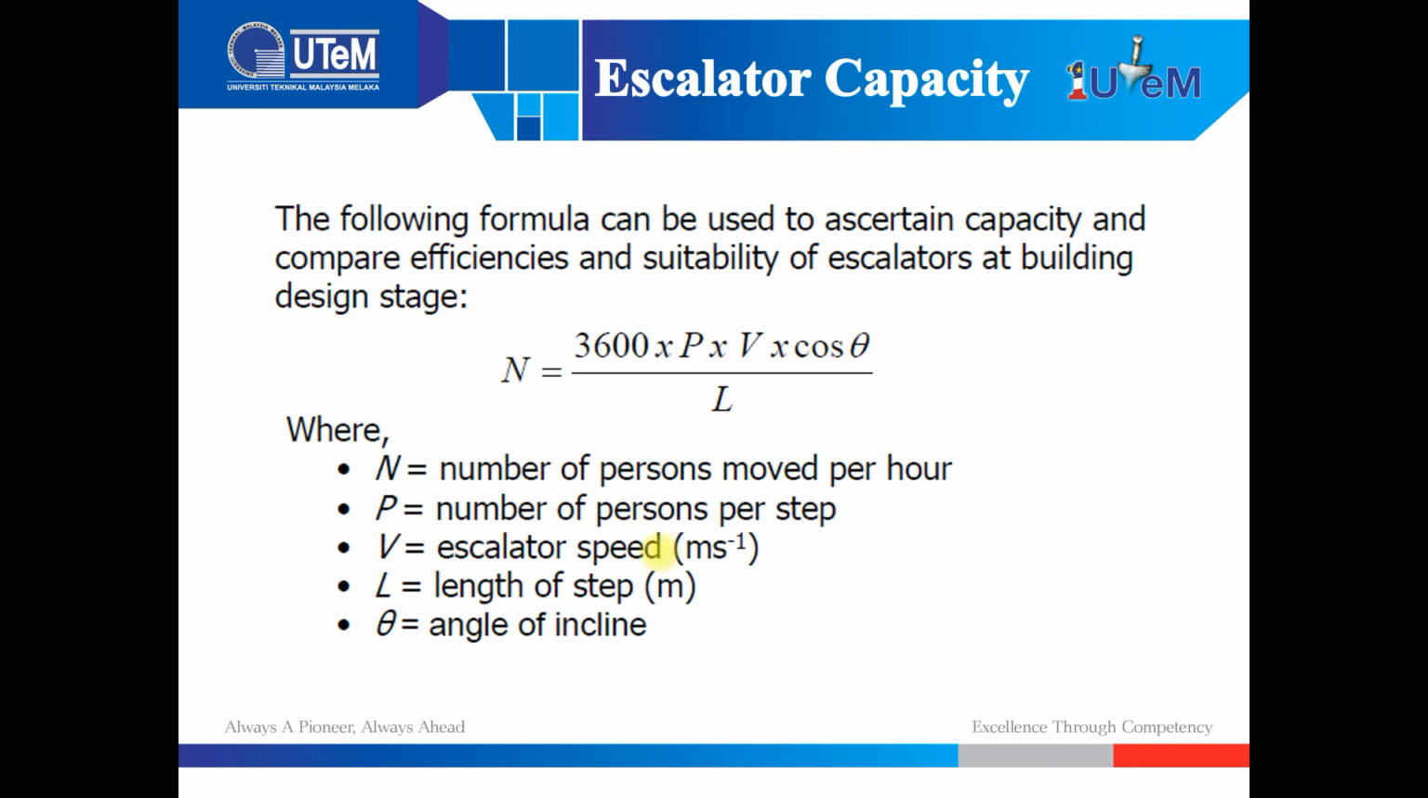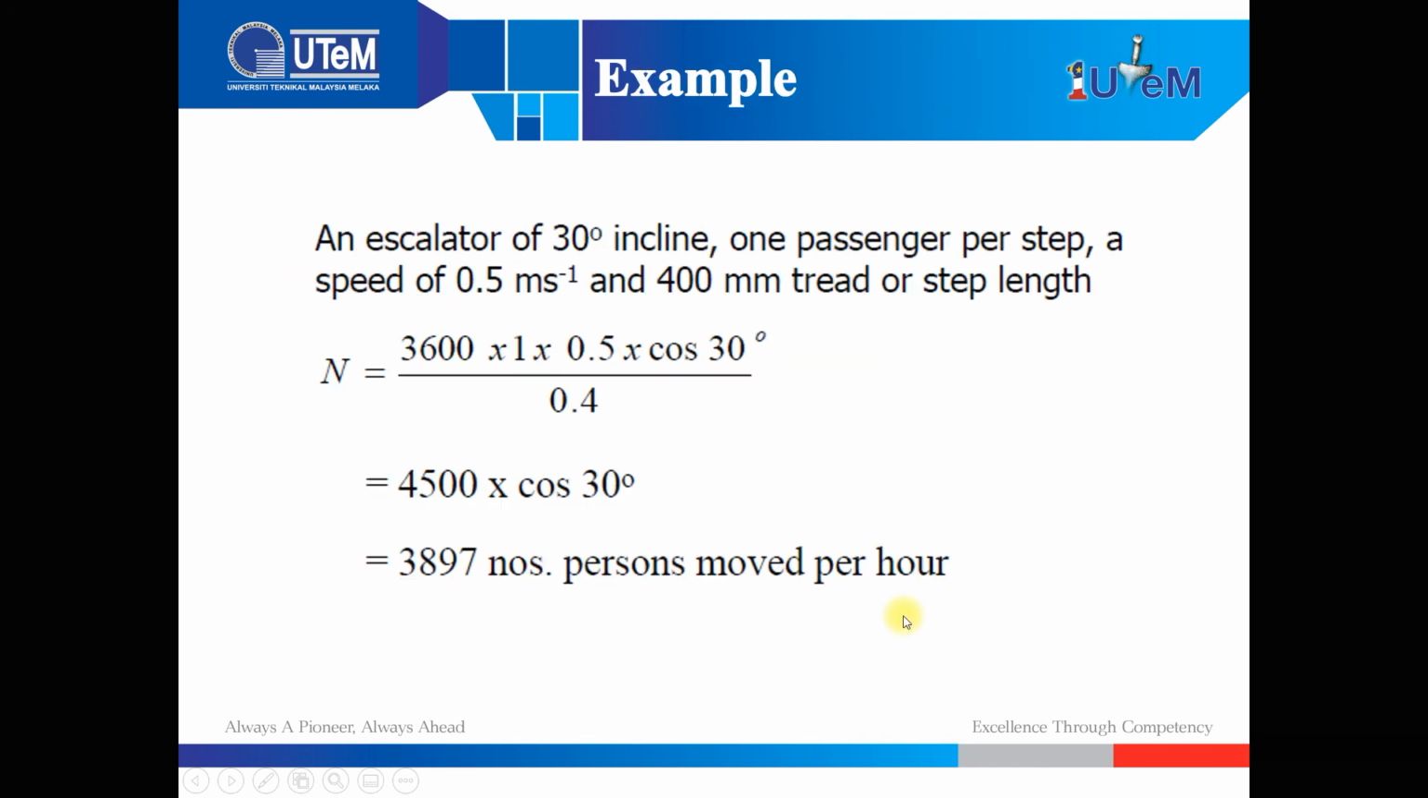Escalator capacity, the following formula can be used to ascertain capacity and compare efficiencies and suitability of escalator at building design stage. Okay, di mana N is the number of person moved per hour, and then the L is the length of the step, and then the angle of incline either 30 degree or 35 degree for example. V is the speed of the travel, and P a number of person per step. So an escalator of 30 degree incline, 1 passenger per step, a speed 0.5 meter per second and 400 mm tread or step length. So this is the solution.